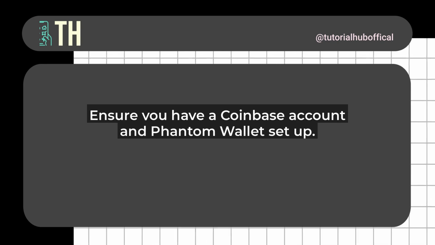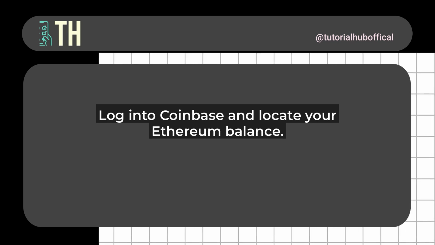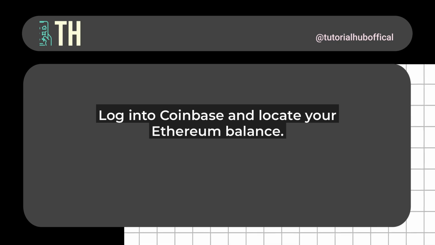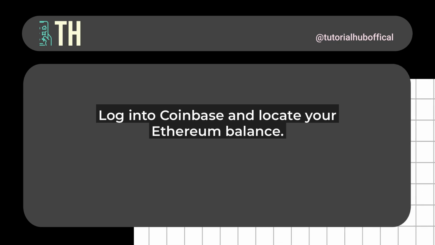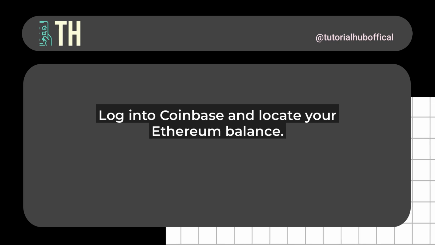Step 1. Log into your Coinbase account on the web or app. Head over to your dashboard and find the Assets or Portfolio section. Locate your Ethereum balance, that's your ETH. Next, open your Phantom Wallet app or extension. Go to the wallet address page and copy your ETH address.